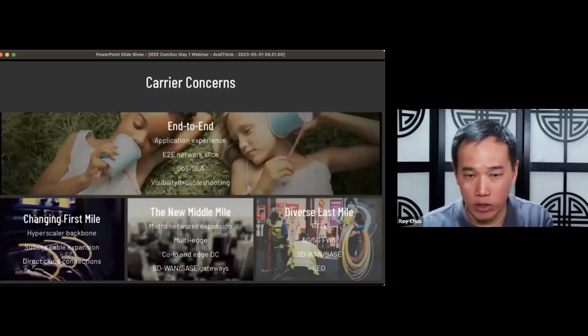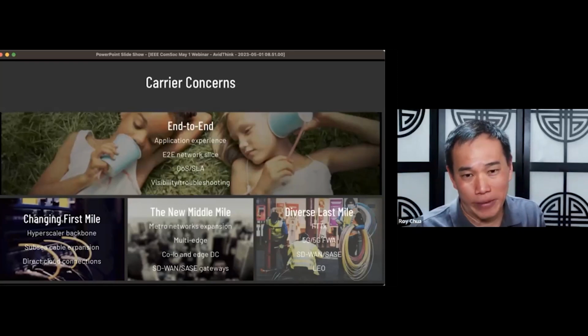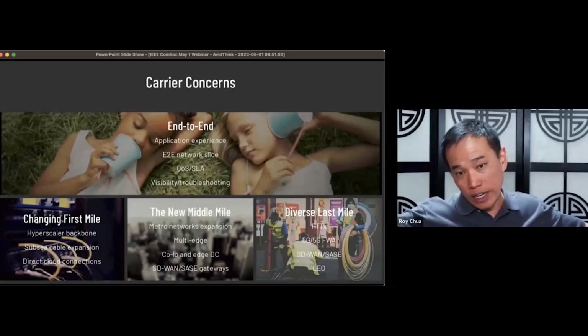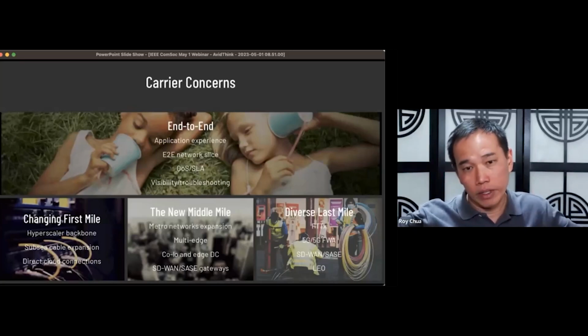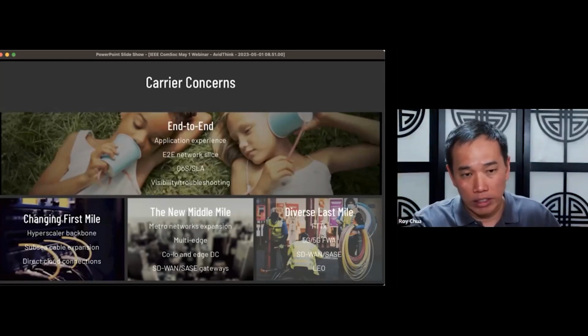On the carrier side, right? So we talk about enterprise, we talk about the consumers. What are carriers concerned about? The carriers are concerned about application experience because that's what the consumers and the businesses tell them. They want to give you some kind of quality of service end to end with visibility and troubleshooting, and they need to do that in context of a changing first mile, trying to build all that first mile out. And hyperscalers dominate a lot. The large data centers dominate a lot.